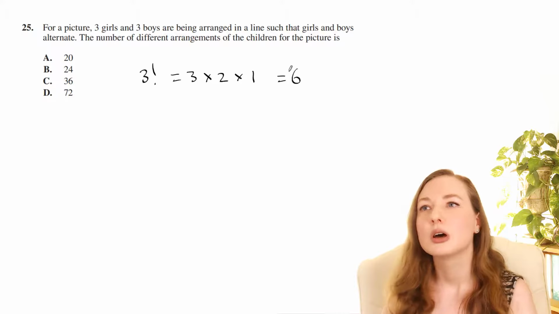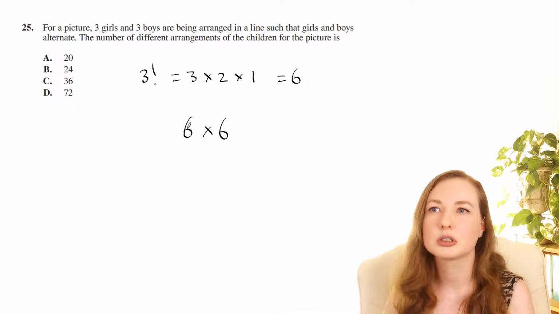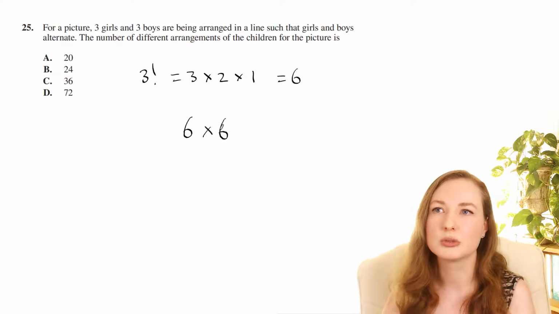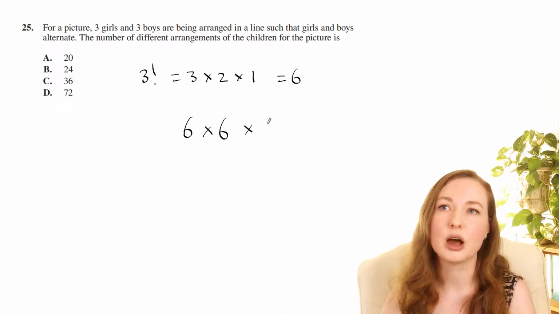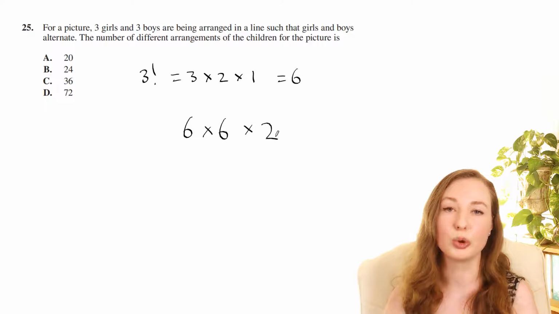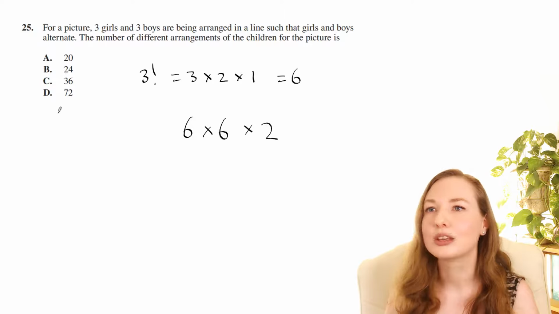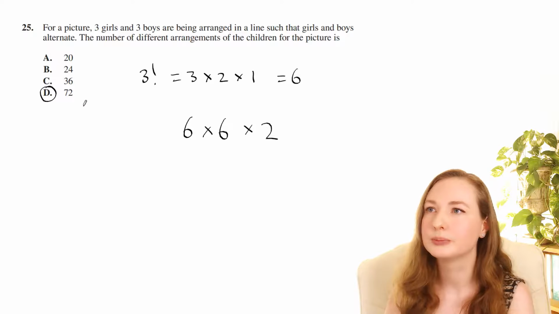So just with this, we've got 6 times 6, so 6 ways of arranging the girls, 6 ways of arranging the boys, but then we have to do times 2 because of the choice of whether it's a girl or a boy on the leftmost spot. So that would give 72, which is D.